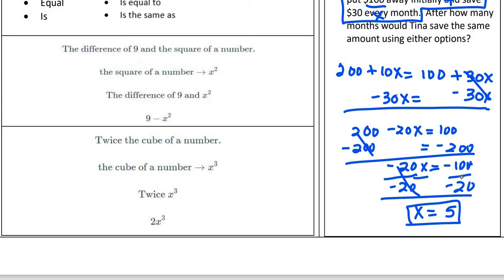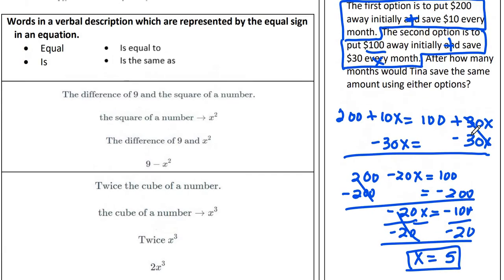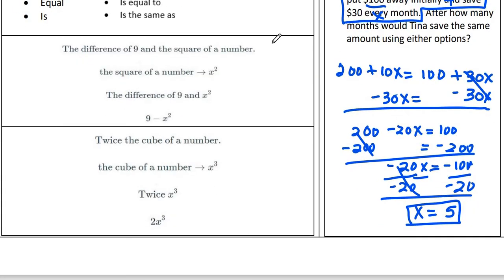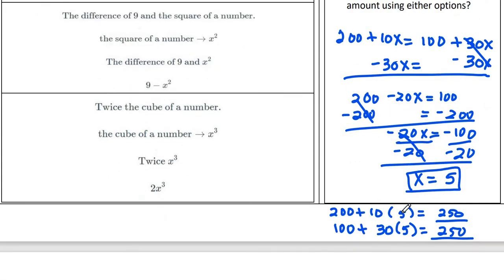Now, we would like to say, well, after 5 months, how much will she have saved in each one of these options? So we're going to figure that out. So we're going to substitute the 5 back into each side of the equation and see what it equals to. And it should be exactly equal, because it's an equation. So once we substitute 5 back into each side of the equation, you see that in 5 months you will have raised $250 on each option. So whichever one she chooses, at 5 months they will be exactly the same at $250.